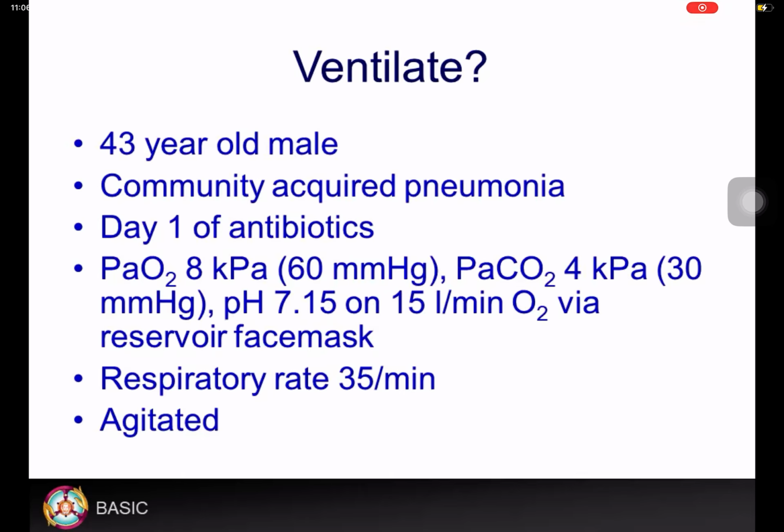The first is a 43-year-old male with community-acquired pneumonia who was started on appropriate antibiotics the previous day. On 15 litres per minute of oxygen via a reservoir mask, his arterial blood gases show a PO2 of 8 kilopascals, 60 millimeters of mercury, PCO2 of 4 kilopascals, 30 millimeters of mercury, and a pH of 7.15. His respiratory rate is 35 per minute, and he is agitated. Should he be ventilated? Decide what you would do. I'll give you a minute to think about it.